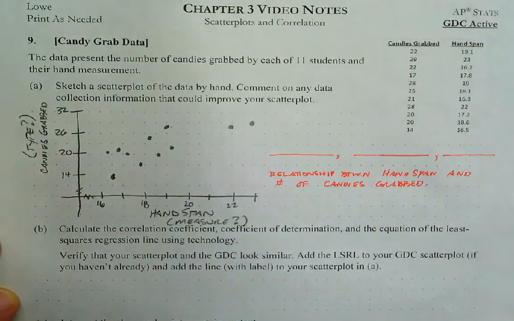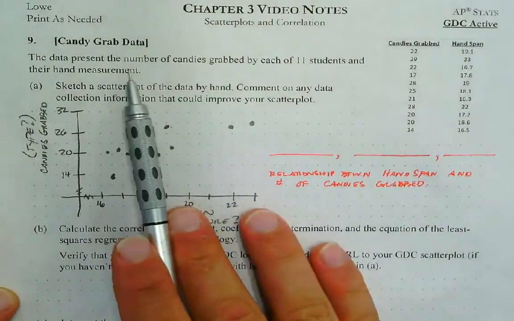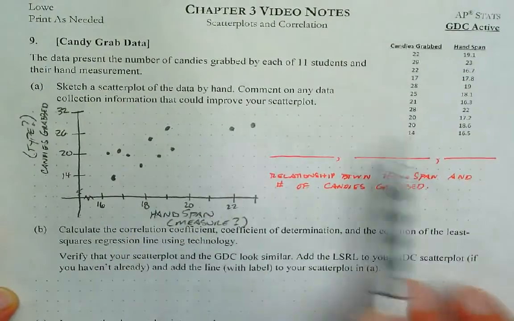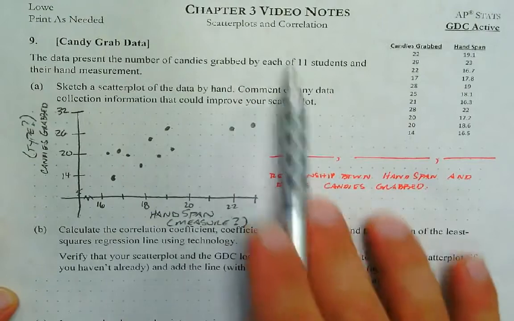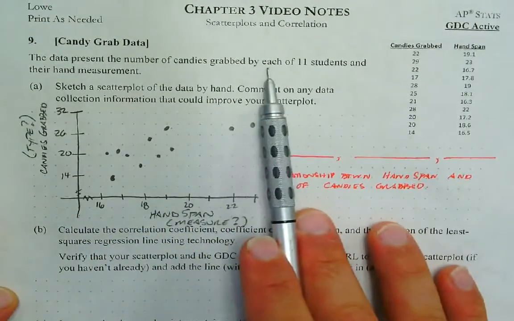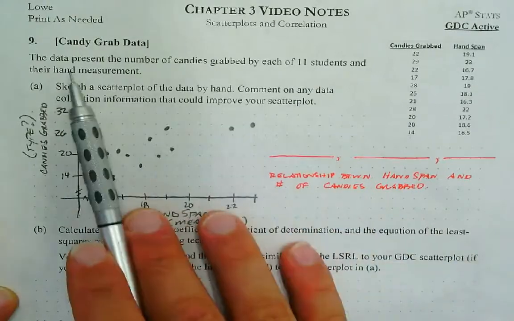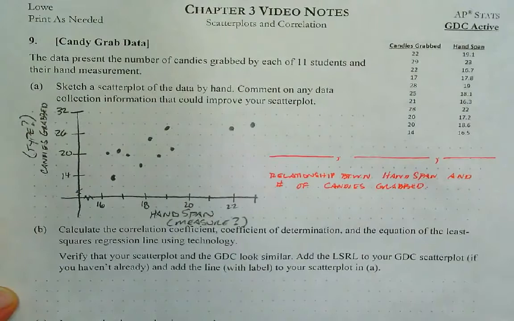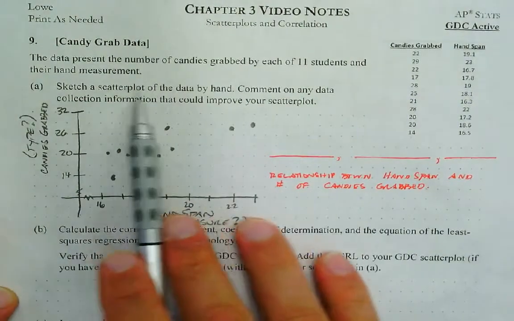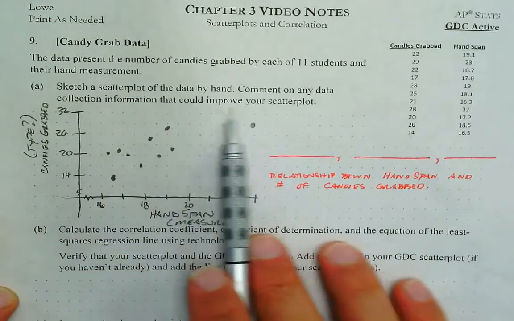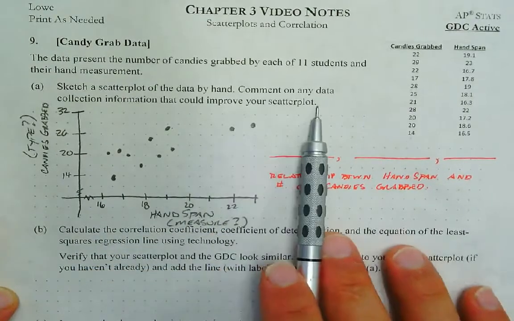Okay, so for our candy grab activity data, we're looking at how we're going to present the information for our scatter plots and correlation notes. The data present the number of candies grabbed by each of 11 students and their hand span measurement. So we have the candies grabbed, we have the hand span. We're asked to sketch a scatter plot of the data by hand and comment on any collection information that could have improved your scatter plot.